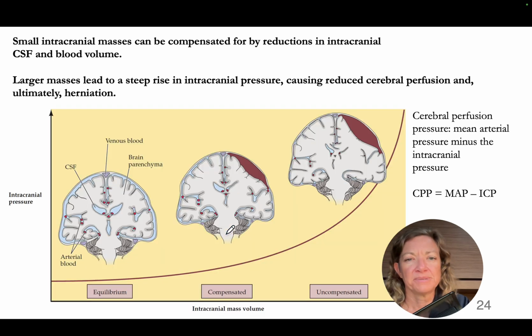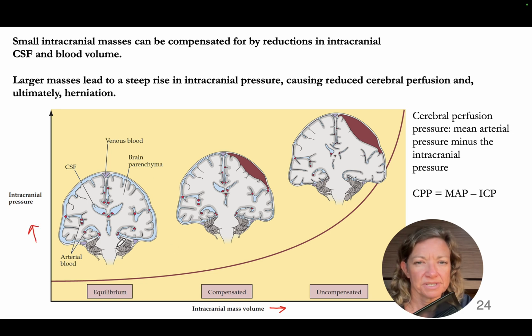So this graph helps us understand what's happening with an epidural hematoma and why there's this lucid interval often followed by a precipitous decline. It has to do with the brain and body's ability to compensate for the presence of a mass for a short time. The graph shows intracranial mass volume on the x-axis, and of course, as arterial bleeding proceeds, that volume is increasing along the x-axis. It also shows intracranial pressure, the pressure within the skull or the intracranial vault, increasing along Y.